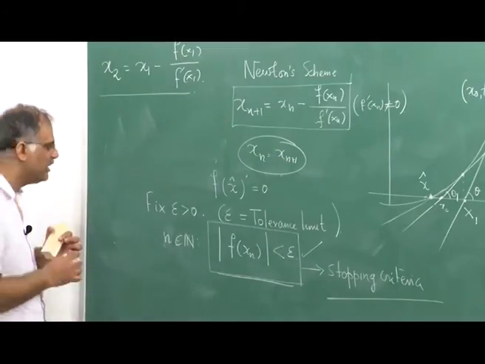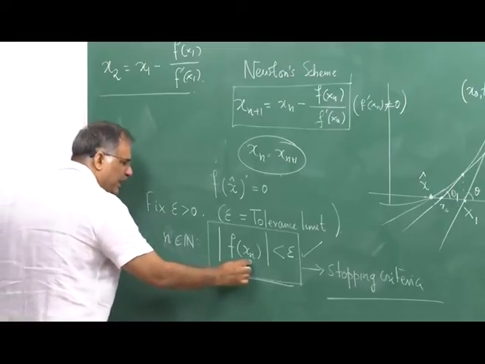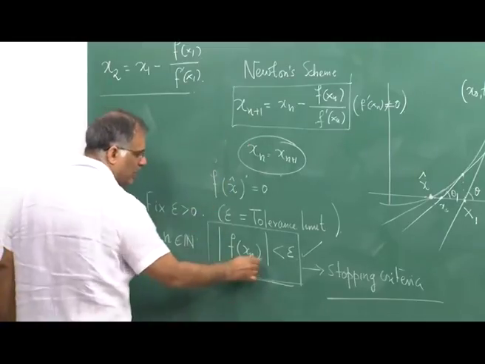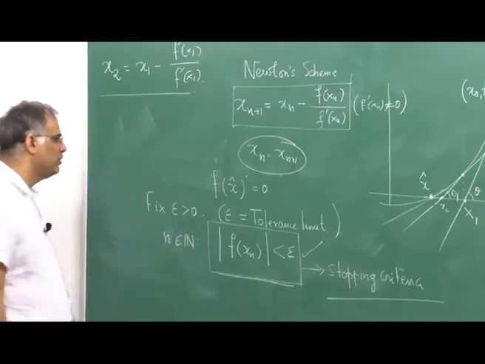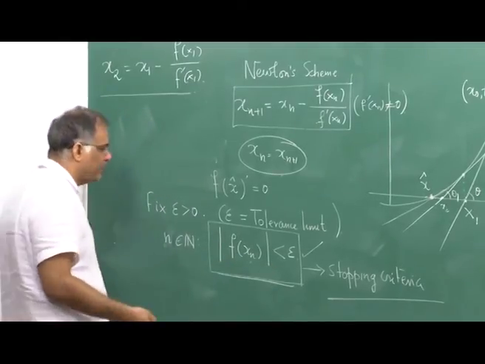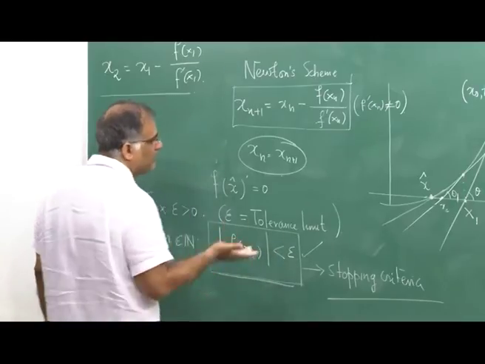If you take an xn like this coming out and having this solution, then this is called an approximate solution, right. If f of xn is 0, anyway it will satisfy this, whatever be your epsilon.